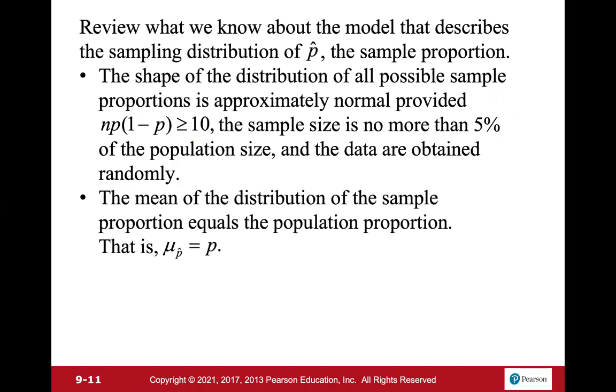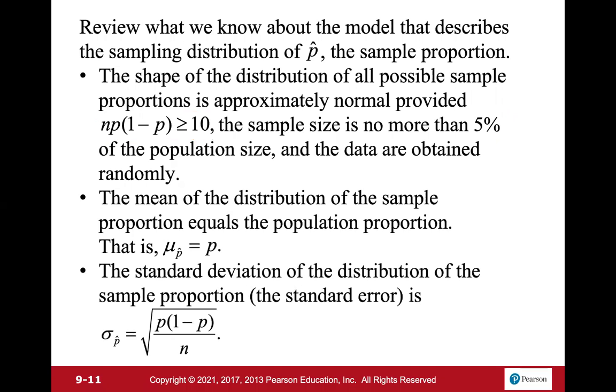Second, the mean of the distribution of the sample proportion equals the population proportion. So the mean of p hat is equal to p. And the standard deviation of the distribution of the sample proportions, also known as the standard error, is the square root of p times (1 minus p) divided by n. So we have these two things identifying our spread.